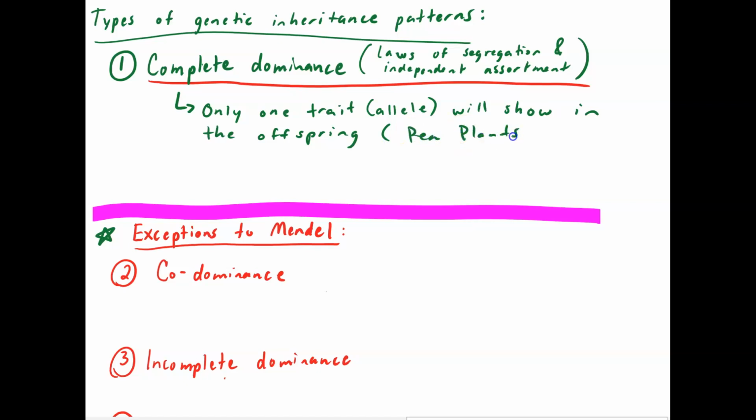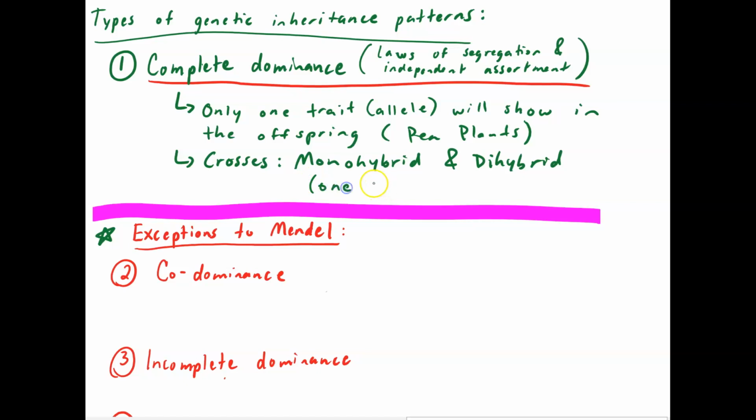With the pea plants, the pea was either going to be smooth or wrinkled, right? The flower was either going to be purple or white. There was no in between, okay? The types of crosses here that we're going to be learning are going to be monohybrid and dihybrid, where monohybrid are simply going to be the crosses between one trait.